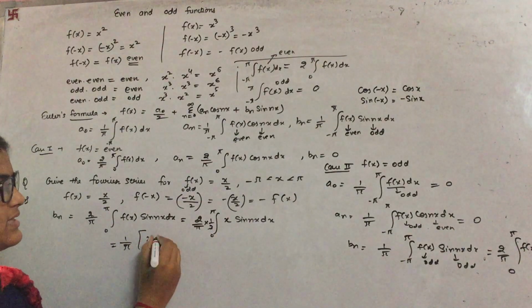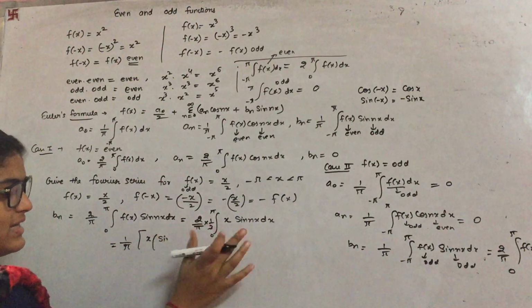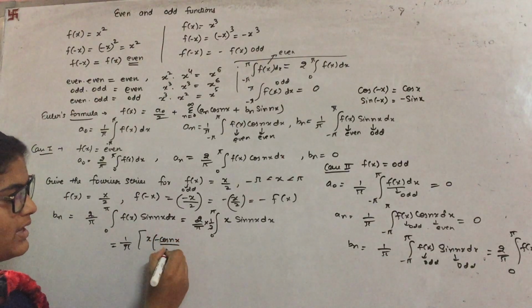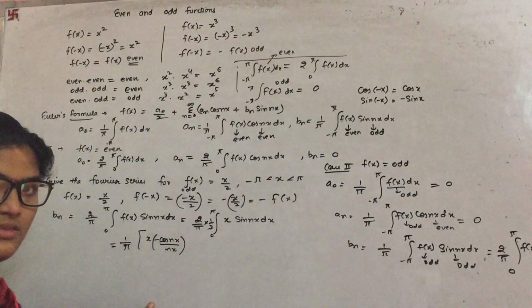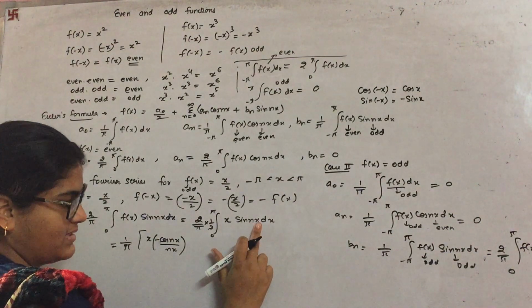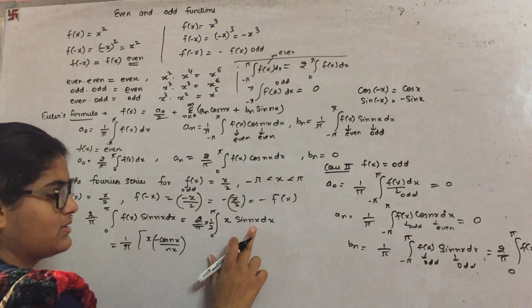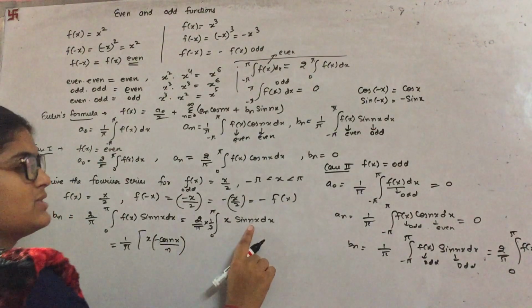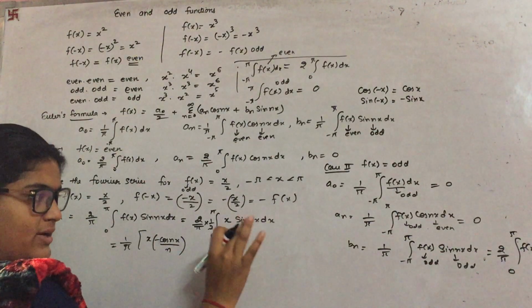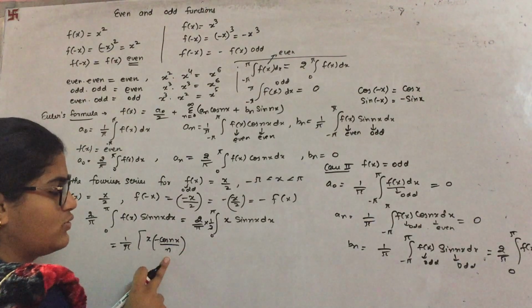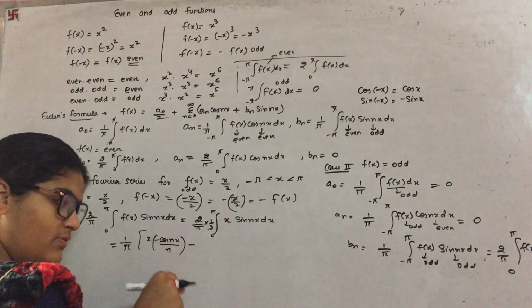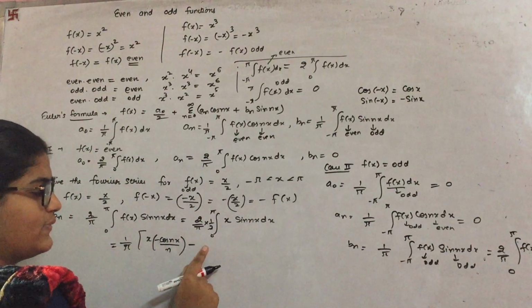First function as it is, integration of second. The integration of sine is minus cos, and divide it with the derivative of nx. Nx means n. You have to write it as n, okay? Because the derivative of nx with respect to x is n. So you have to divide it with n. Then minus formula, minus is in the formula. Derivative of x is 1.